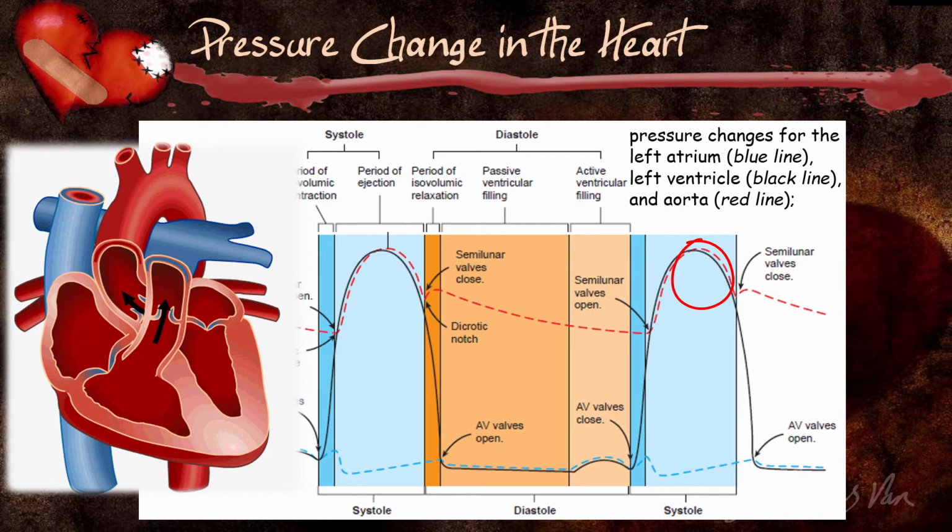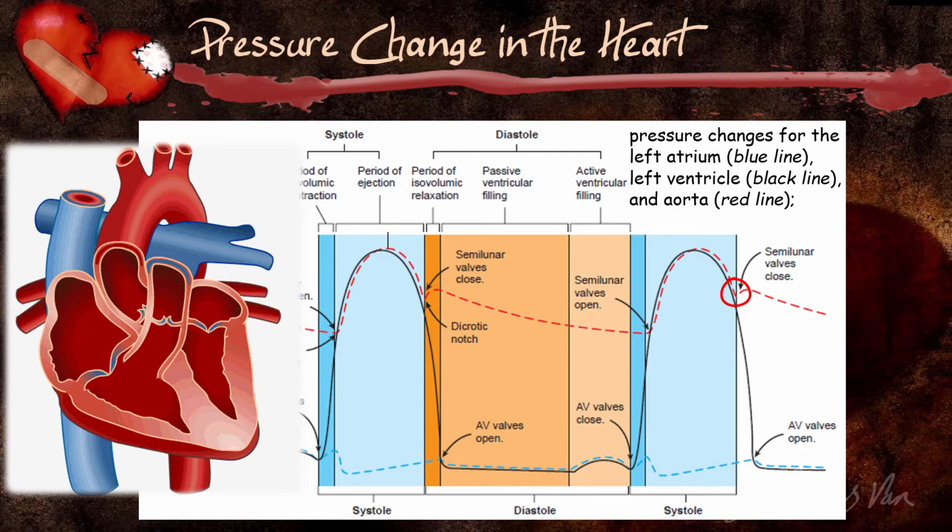Later on, after all the blood has been pushed out into the aorta, the ventricle will start to relax and you can see its pressure dropping. So when the pressure drops below that of the aorta, or the red dotted line, the semilunar valve will close.